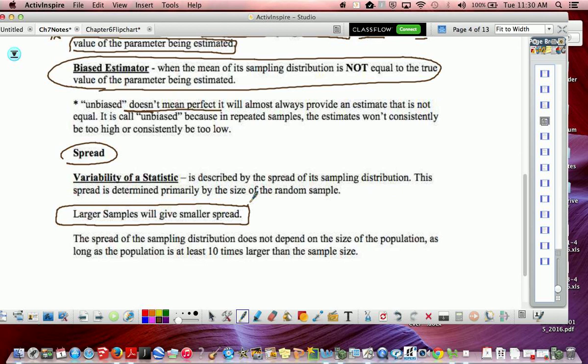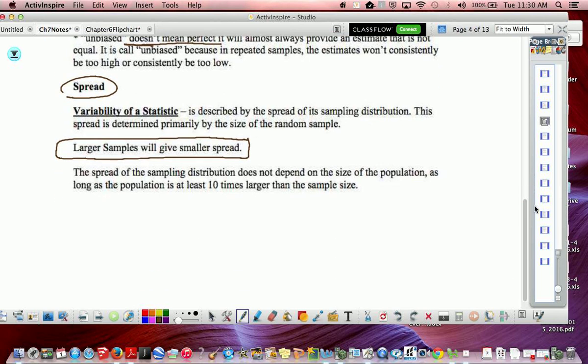Now this actually holds true, but you want to make sure that your population is at least 10 times greater than your sample size. Once in a while, later on, we'll be checking this condition, not today. The population itself doesn't influence the spread, but because of how probabilities can change when sampling without replacement, you want to make sure that this condition still holds.